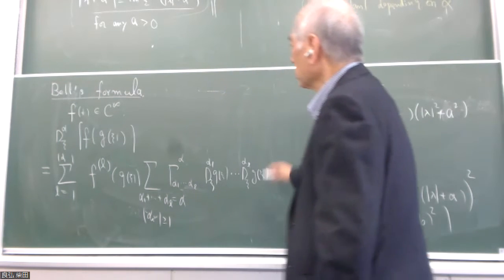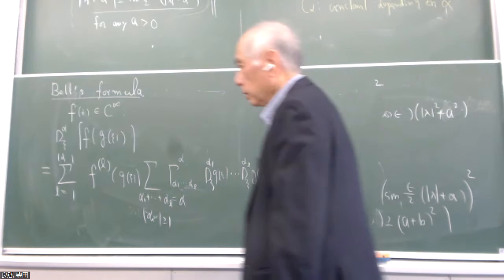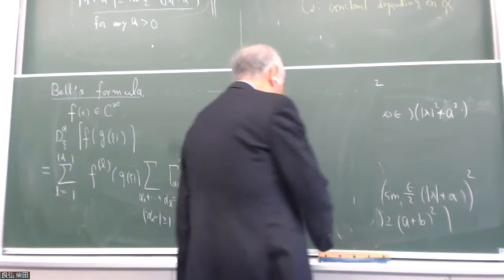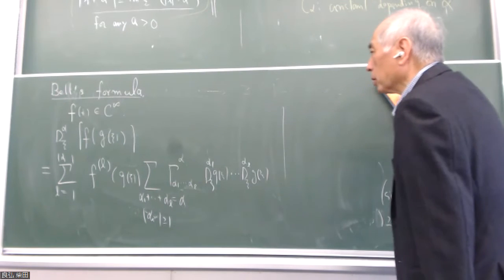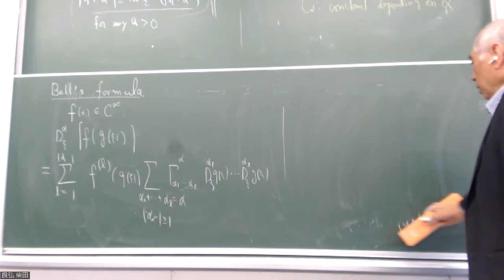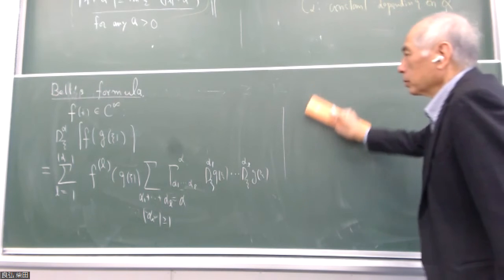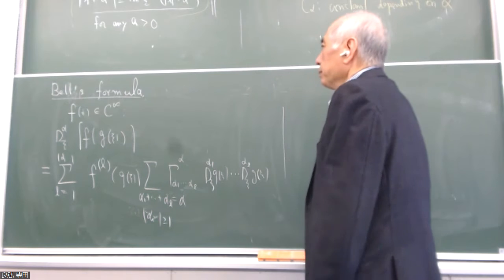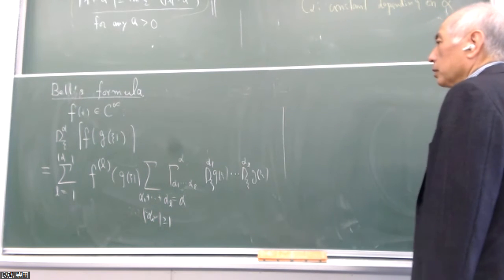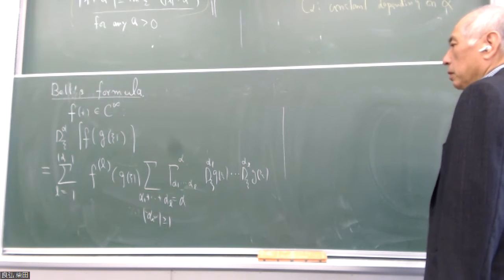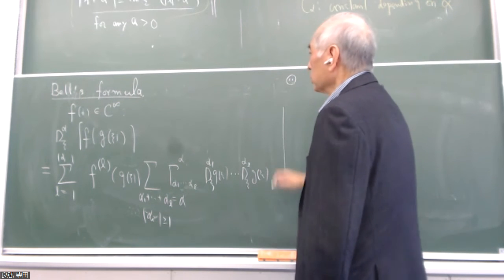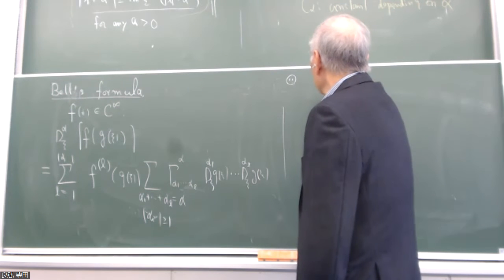This is the so-called Bell's formula, I think. I don't know, I guess I heard this formula is called Bell's formula. But who is Bell? I don't know. I'm sorry. But how to prove it? Just consider, for example.